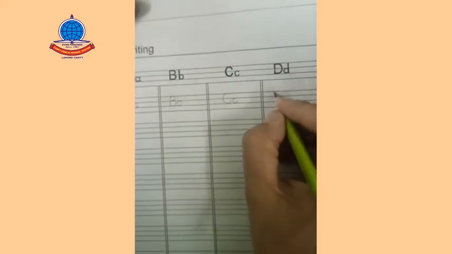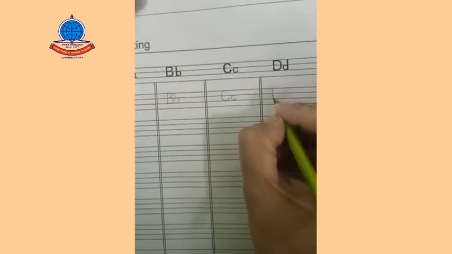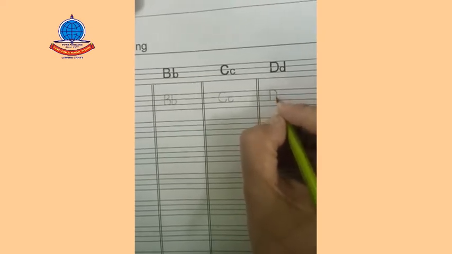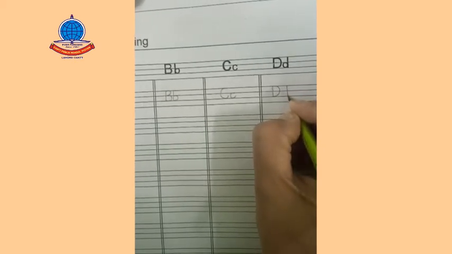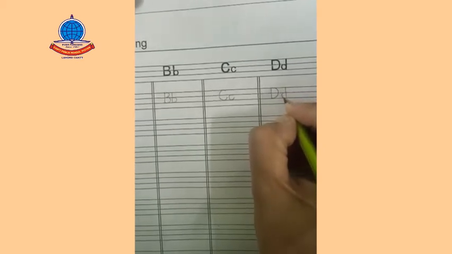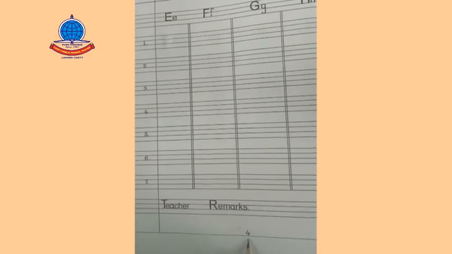Now D, a straight line and a half circle like this. Now small d, a straight line and a half circle like this. D. It was page number 3. Now we'll go to the next page. Now we'll start writing on page number 4.